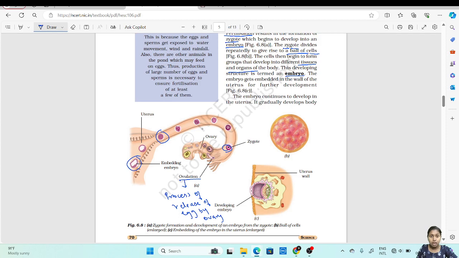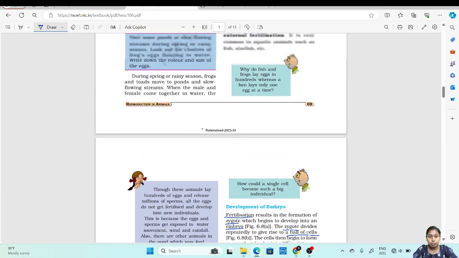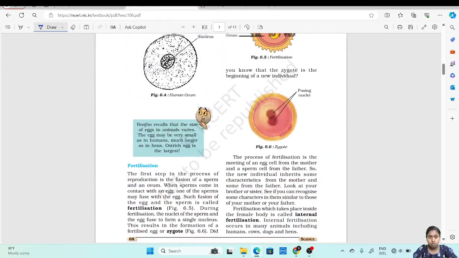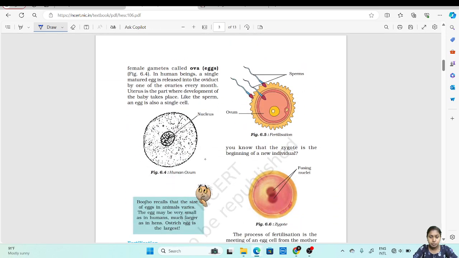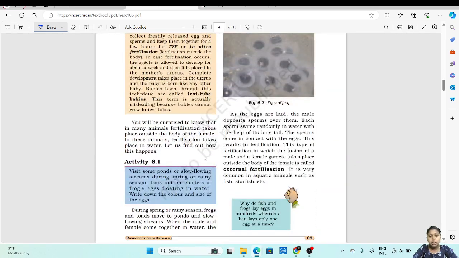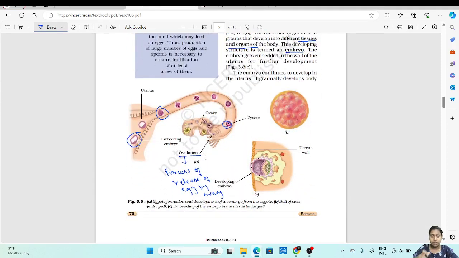In our diagram of the female reproductive part, I have shown you the uterus. So this is the uterus. Here the embryo comes and sticks in the uterus. Once the embryo is formed, it comes to the uterus and gets stuck there. Here you can see it's the lining of the uterus where the embryo is stuck, and here the developing of embryo takes place.